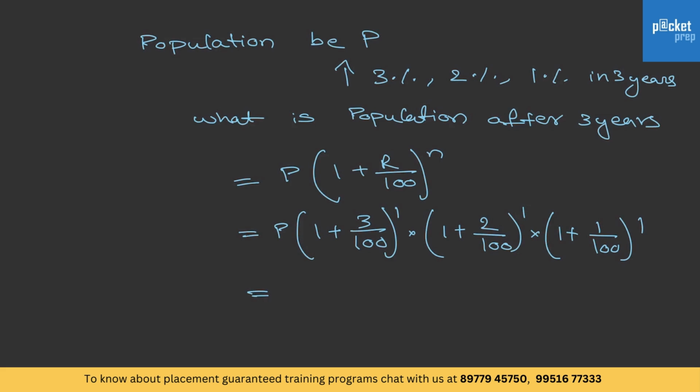This gives us the population after 3 years. With this, we have finished type 5 questions.